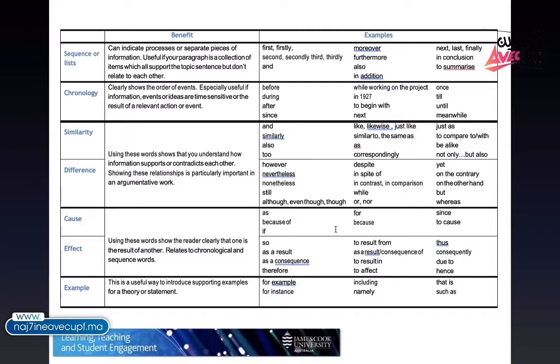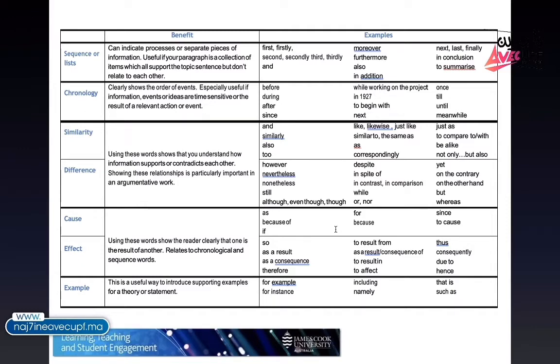Chronology, via time, okay? It clearly shows the order of events, especially useful for information, events or ideas that are time sensitive or the results of relevant actions or events. Before, during, after, since, while working on the projects in 1927, these are examples of chronology, of times. To begin with, next, once, till. We use these in them. There is an order of events.